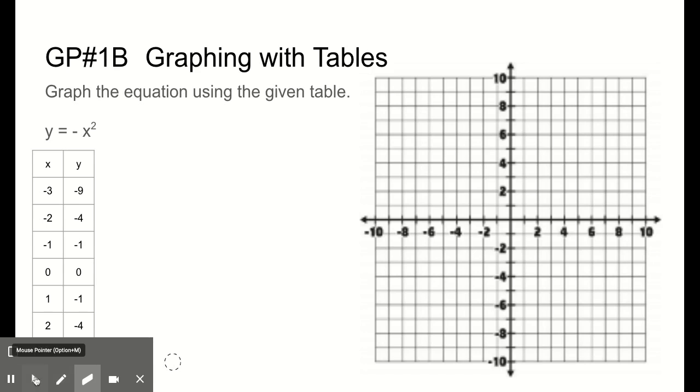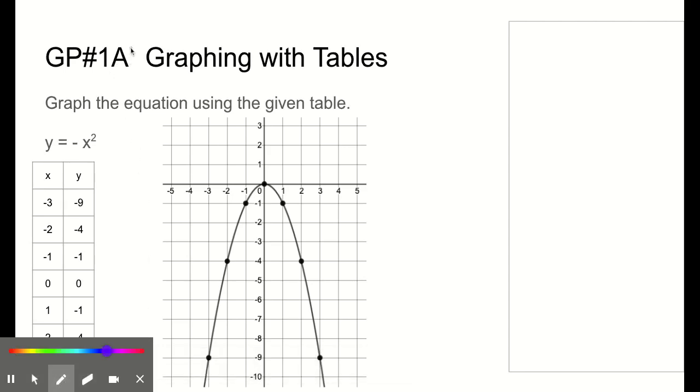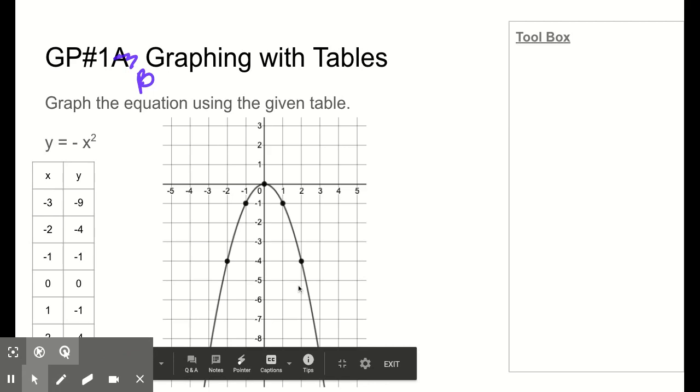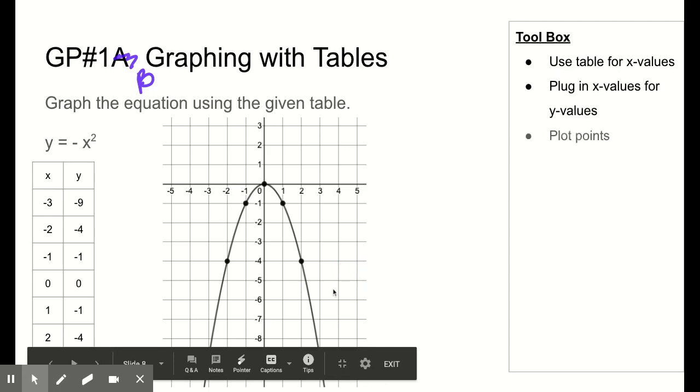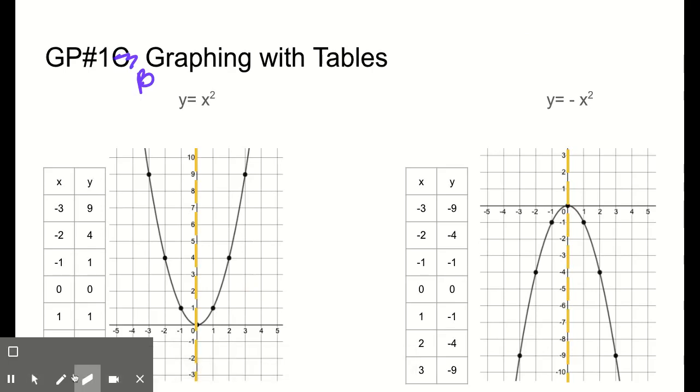So let's take a look at a couple of things after we do the toolbox. We already did that for 1A. This is 1B. So for our toolbox, same steps: use your table of values for the x values, plug in the x values to find the y values, plot your points, and draw your axis of symmetry. All right, so let's compare them.